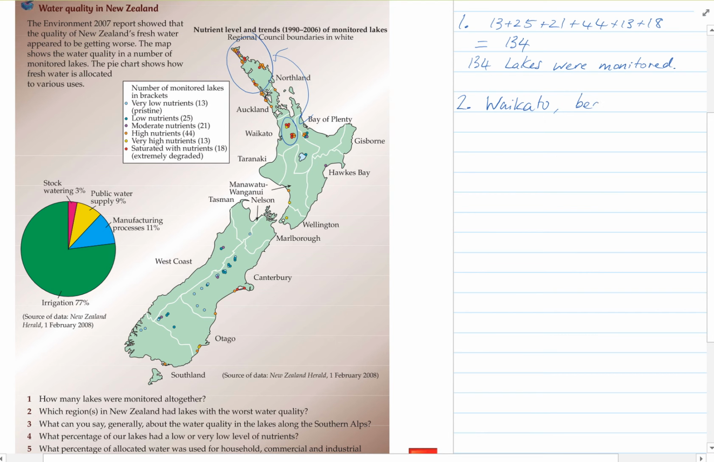So Waikato, because it has the most lakes that are saturated with nutrients.